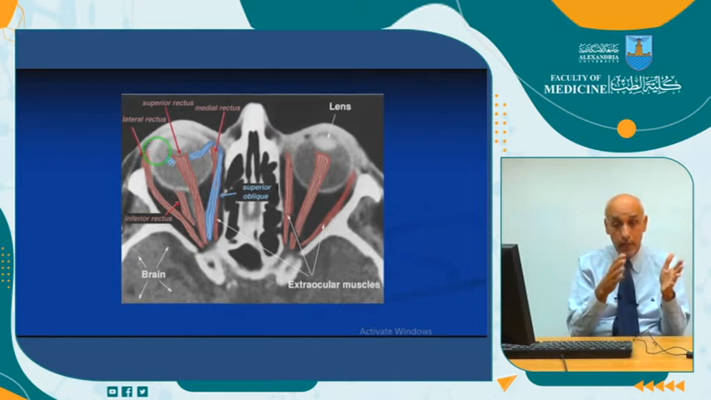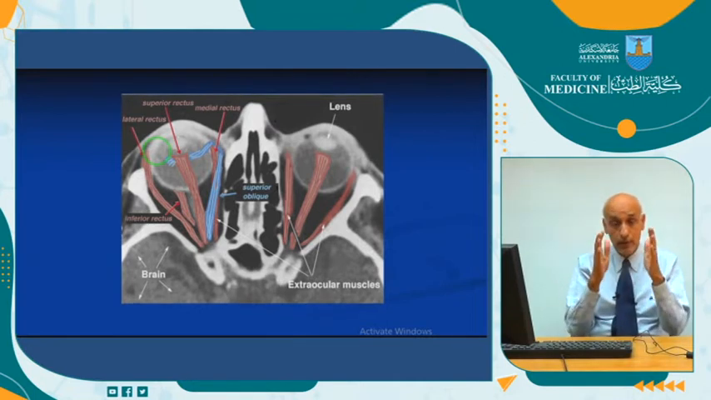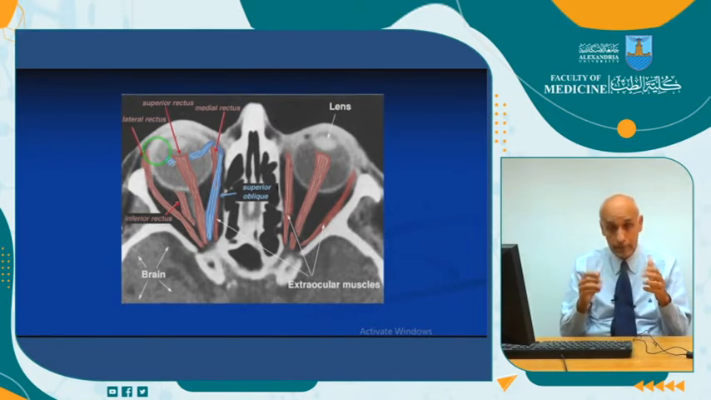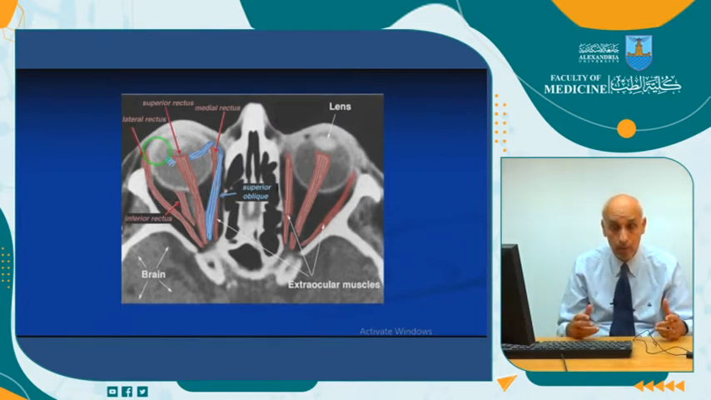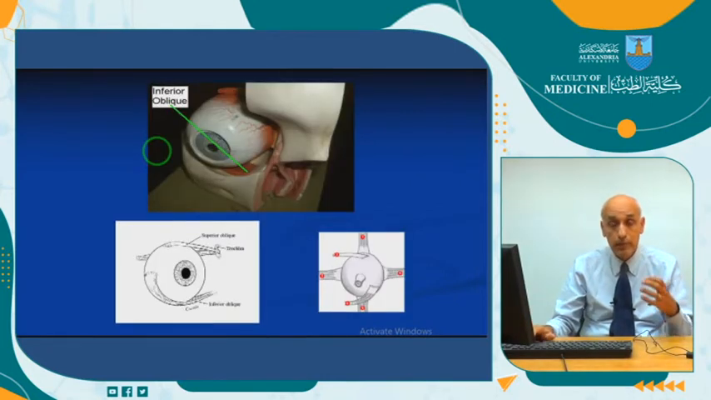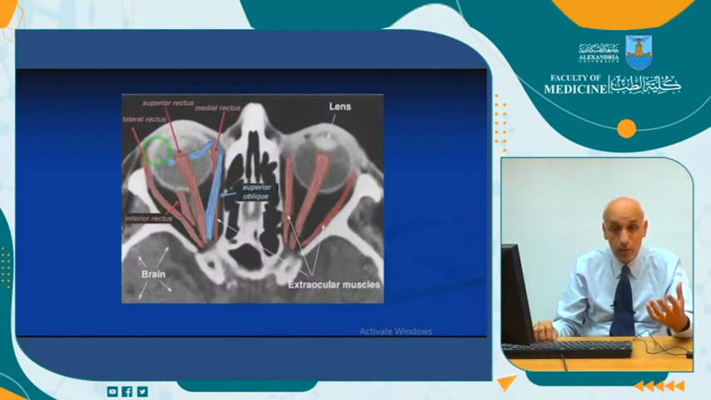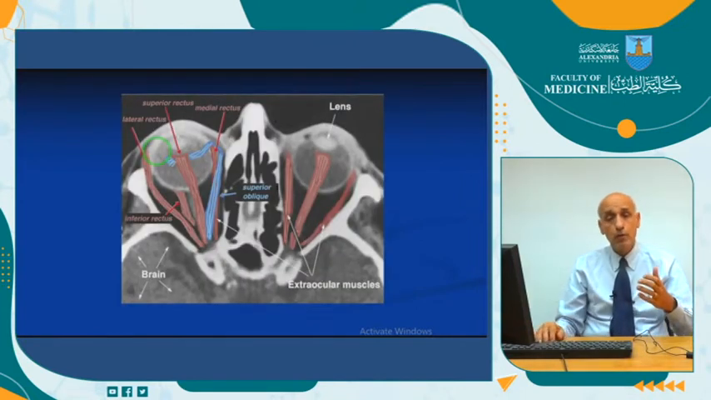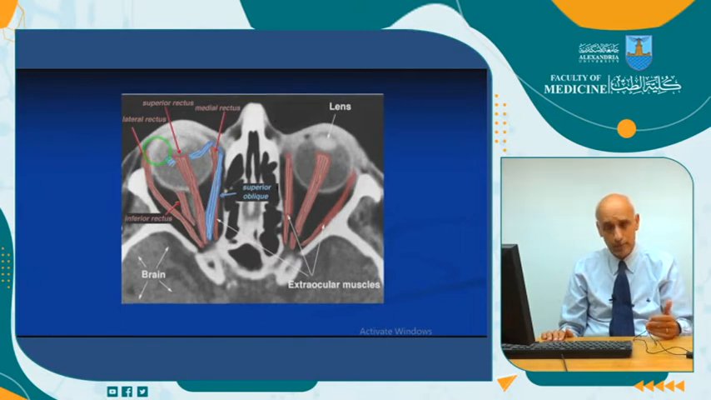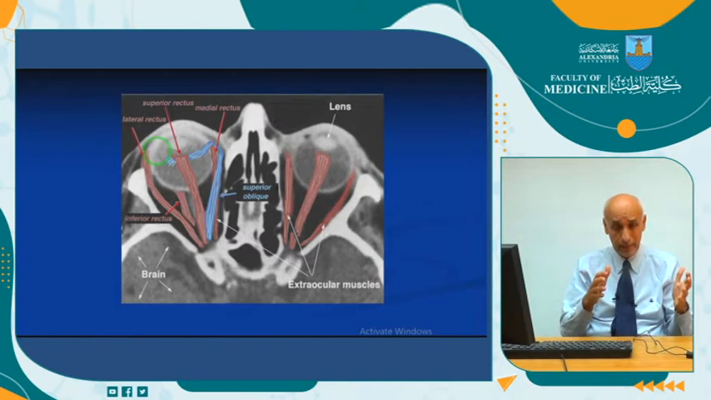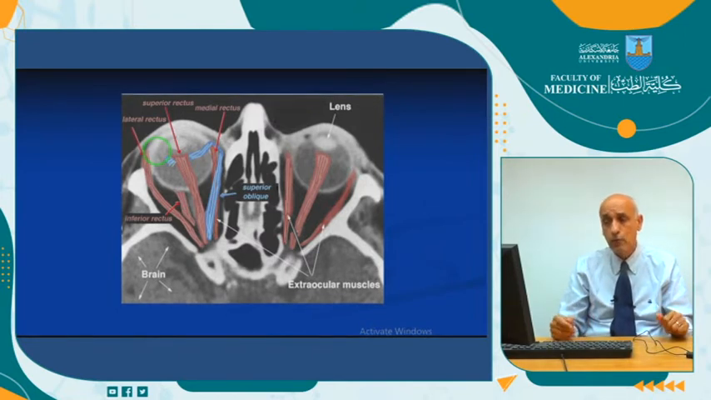They have to be synchronized, and they move all together in all directions of gaze, which is a normal maneuver done simply by your brain with your muscles. So in order to understand the squint, we have to know what the extraocular muscles of your eye are. We have what we call the recti and the oblique muscles. We have superior rectus, inferior rectus, medial rectus, lateral rectus, and superior oblique and inferior oblique muscles.